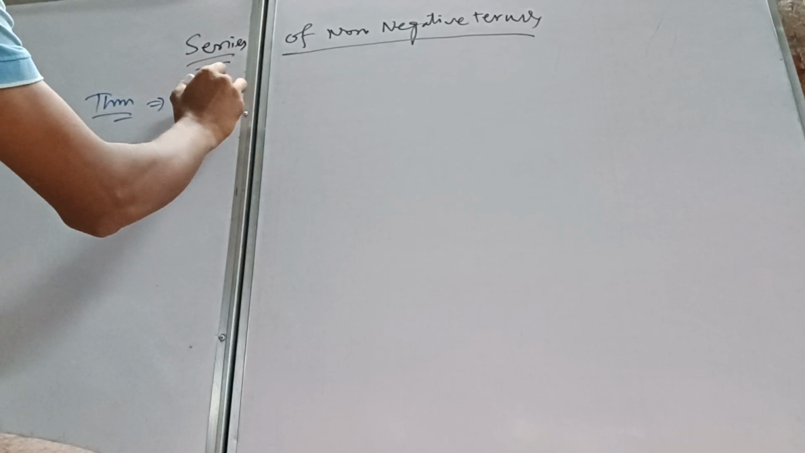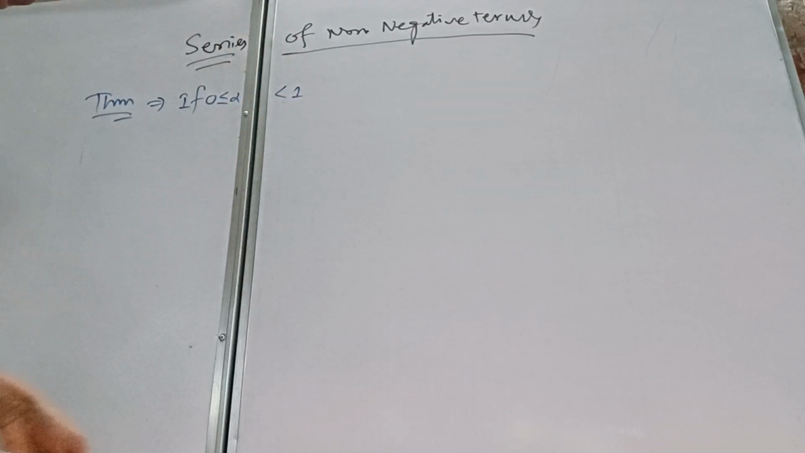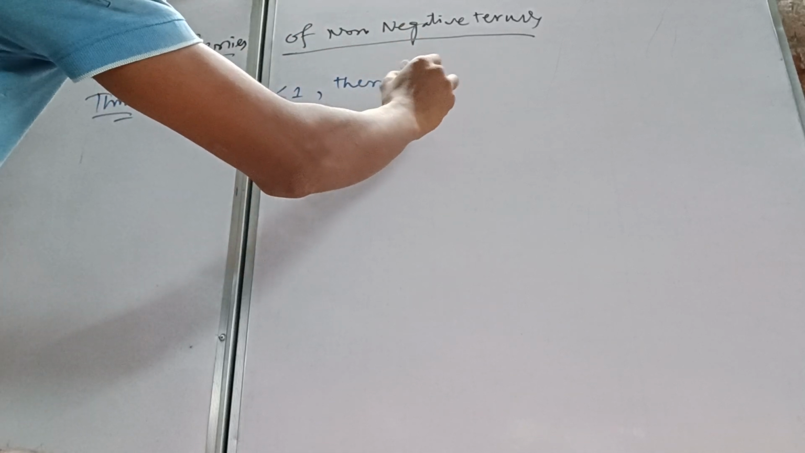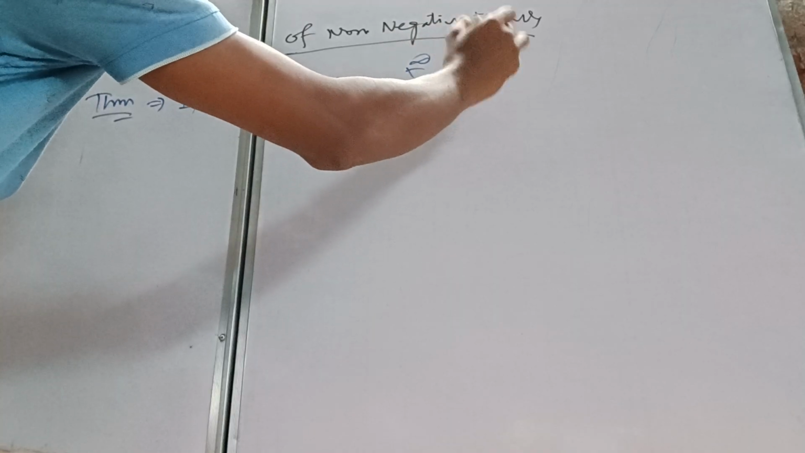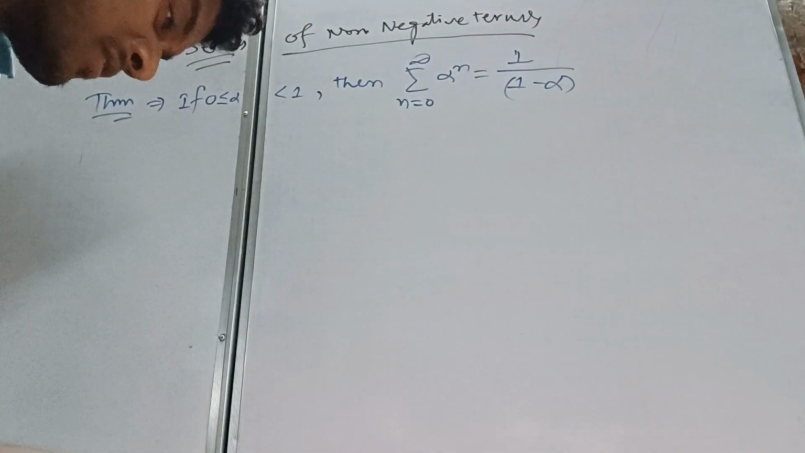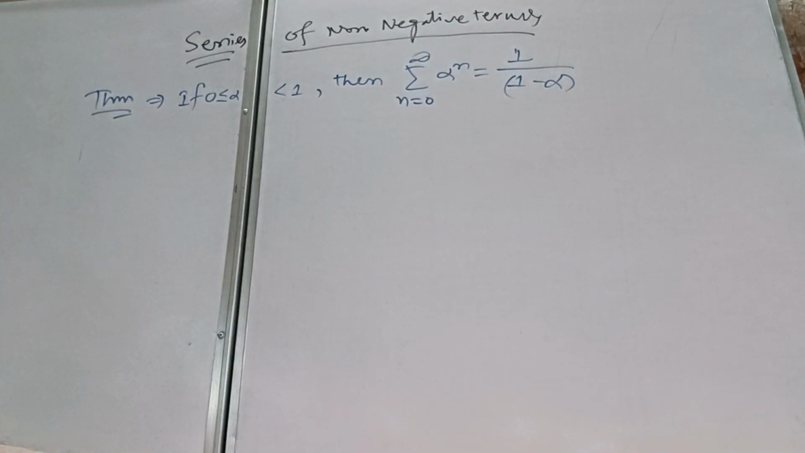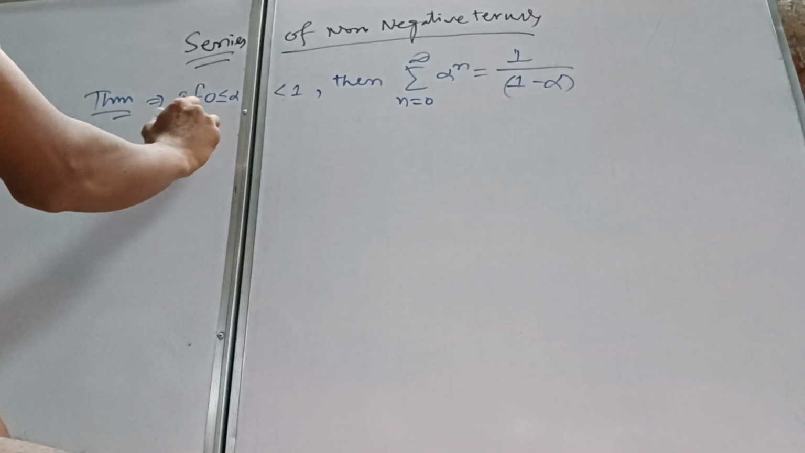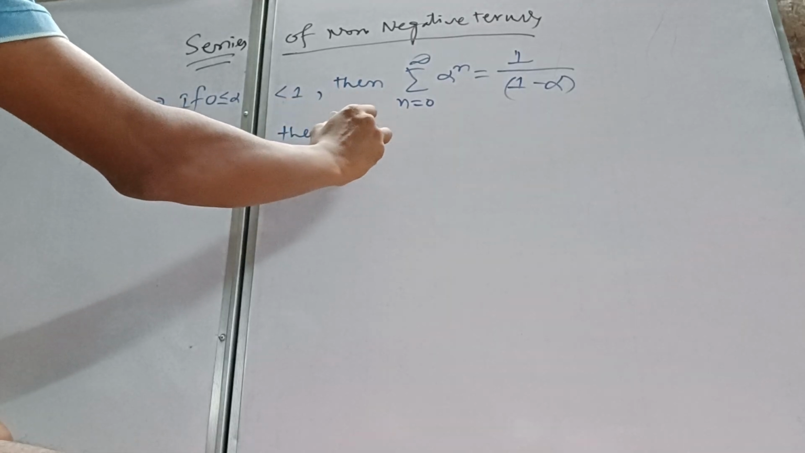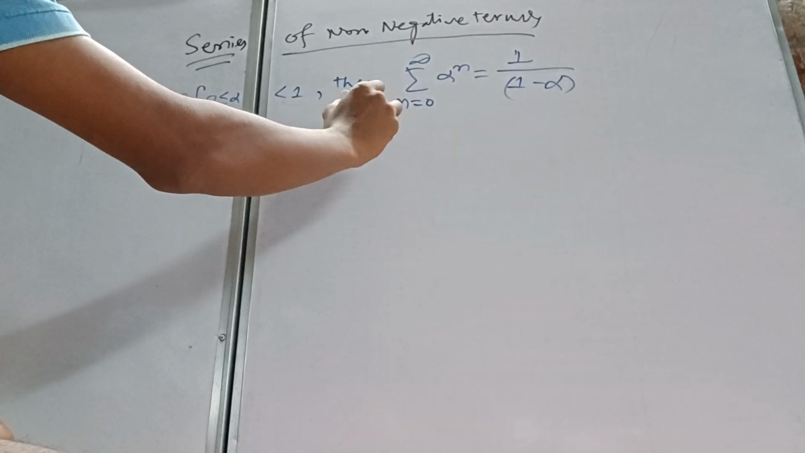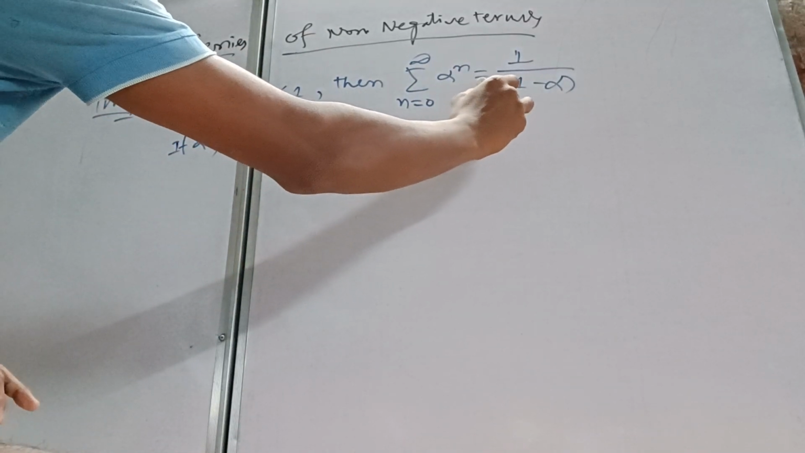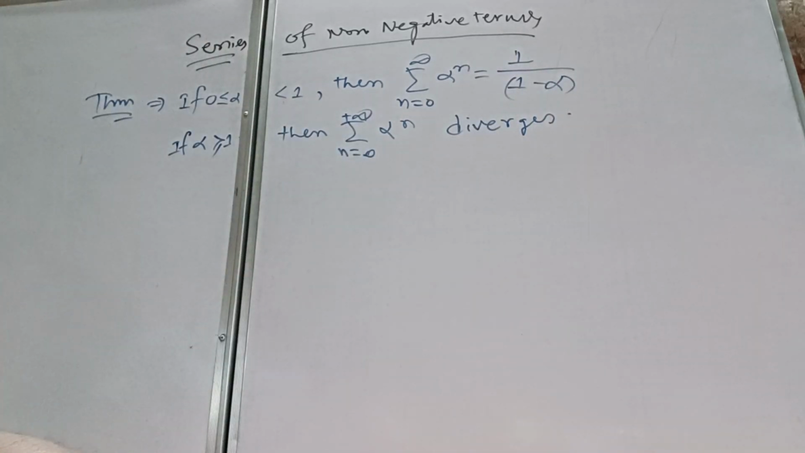We start: if 0 less than or equal to alpha less than 1, then the summation n equal to 0 to infinity of alpha to the power n equals 1 divided by 1 minus alpha. Okay, if alpha is greater than or equal to 1, then the summation n equal to 0 to infinity of alpha to the power n diverges. We now prove this theorem first.